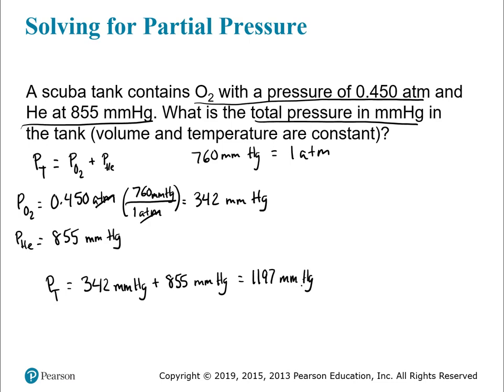Remember with adding that we care about the number of decimal places. Since they both have places all the way to the ones, that means that we're done here. We have the correct number of sig figs. The key to this problem was right here with the conversion.